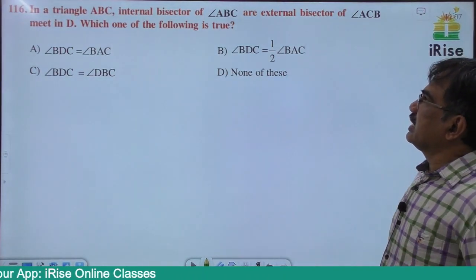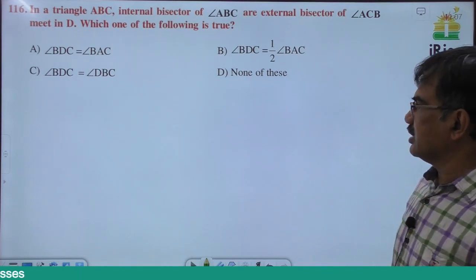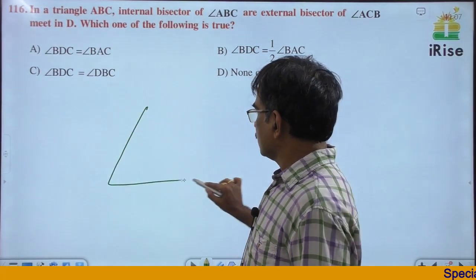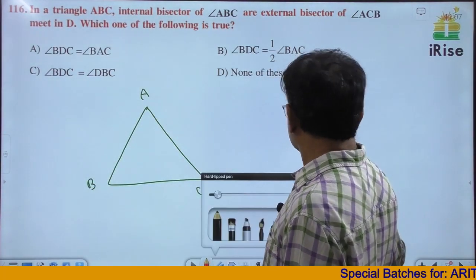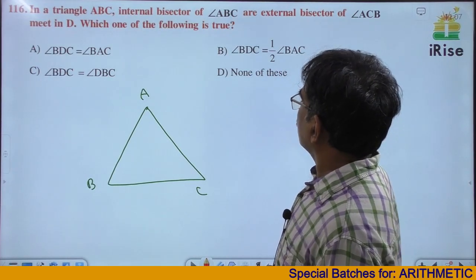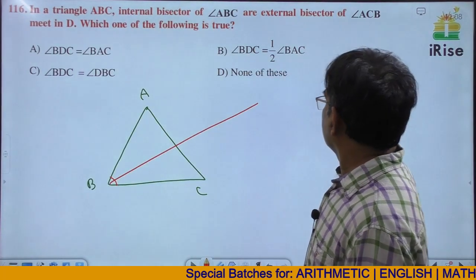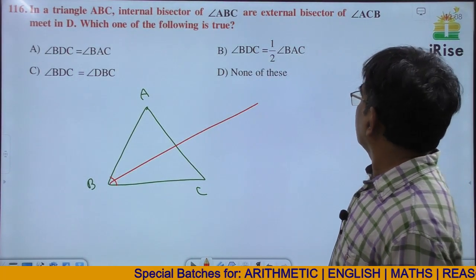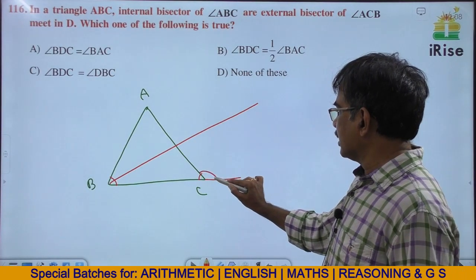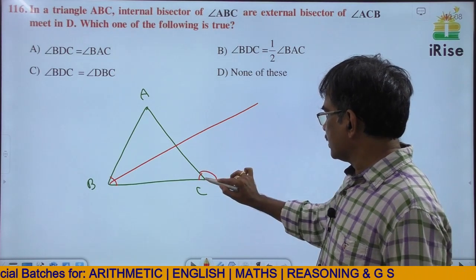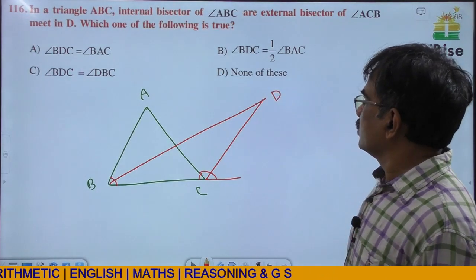In a triangle ABC, the internal bisector of angle ABC and the external bisector of angle ACB meet at D. This is a triangle ABC. This is the internal bisector of angle ABC. And for the external bisector of ACB, if this is the internal angle and it is extended, this is called the exterior angle. Draw the angular bisector of this exterior angle. They meet at D. Which of the following is true?